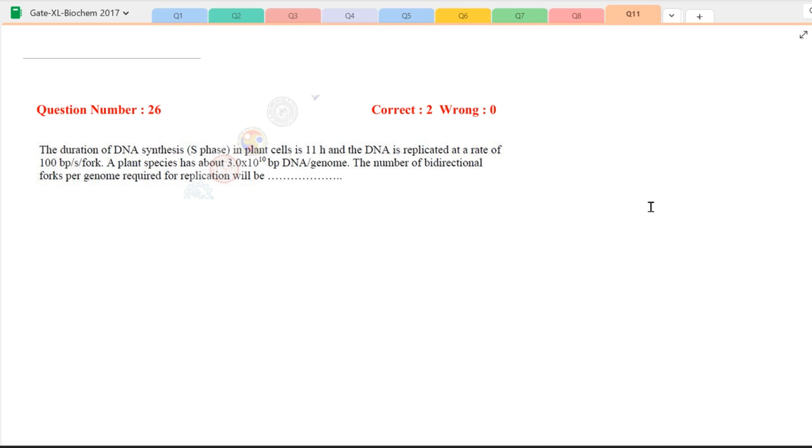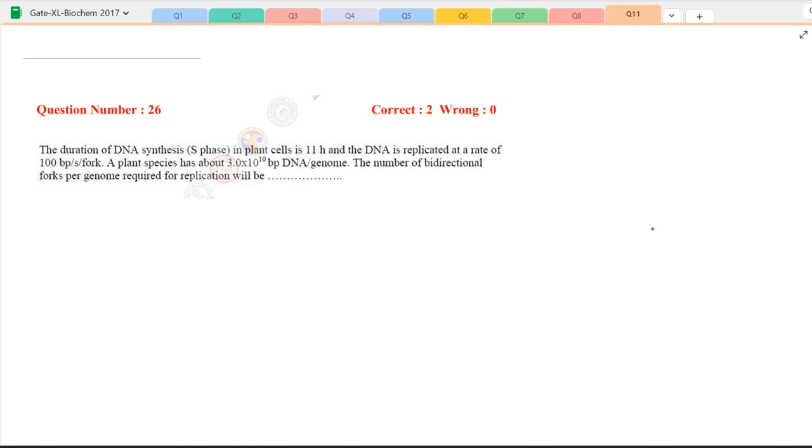Moving on to the next question. The duration of DNA synthesis, that is S phase, in plant cells is 11 hours, and the DNA is replicated at a rate of 100 base pairs per second per fork. A plant species has about 3 × 10^10 base pairs of DNA per genome. The number of bidirectional forks per genome required for replication will be what?